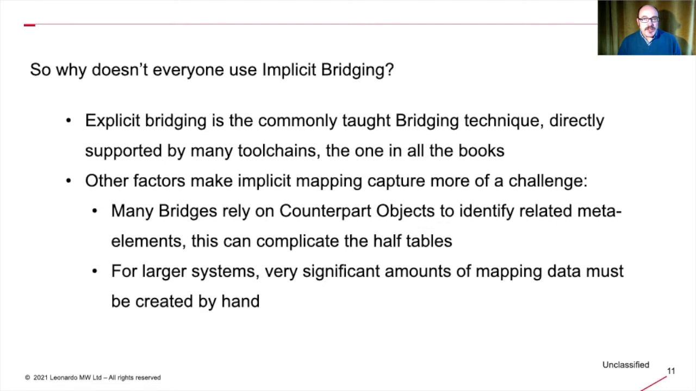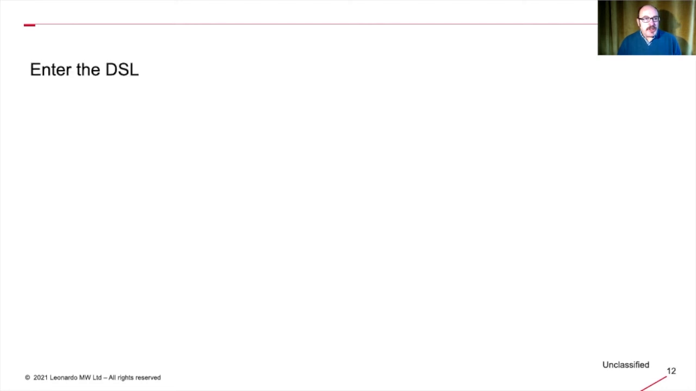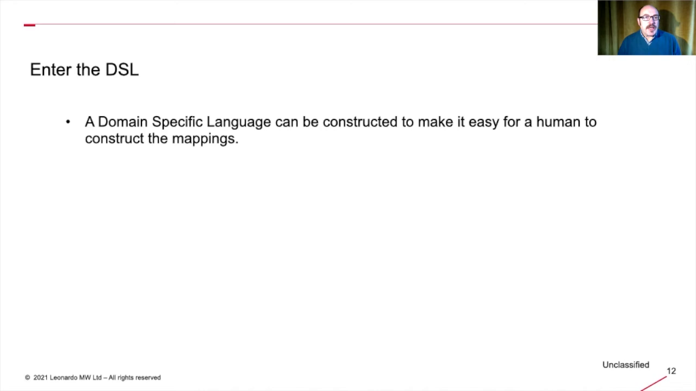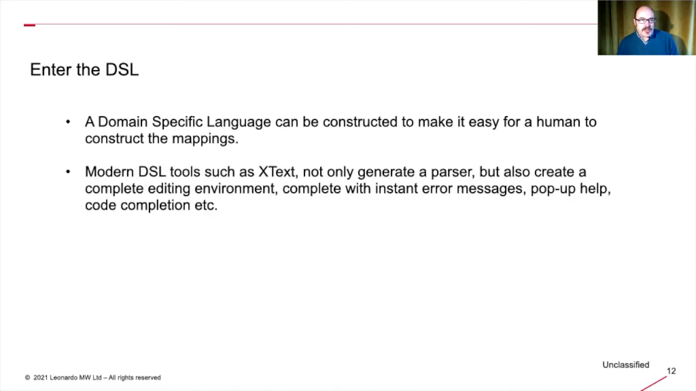So enter DSL. How does that help? A domain-specific language can be constructed to make it easy for the human to construct the mappings. And the tools that we use in this technique, in this endeavour, are things like Xtext, which is a tool that's based in Eclipse, but actually you can export the output of Xtext and deliver it on a web basis or from a command line. There are all sorts of different ways. It's also compatible with VS Code, for example. So you can actually have a choice of different editing environments in which to use it.